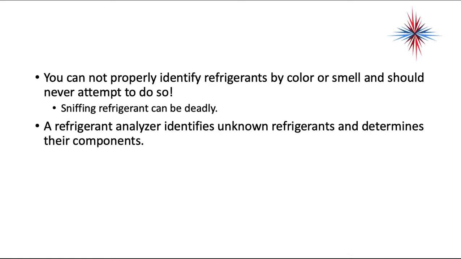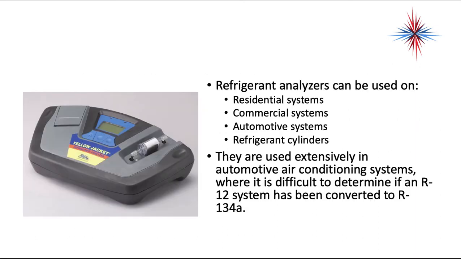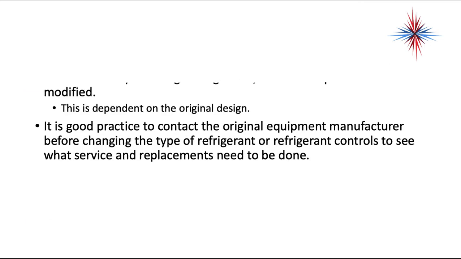You can use a refrigerant analyzer that identifies unknown refrigerants and determines their components, or even more importantly, you can use a temperature pressure chart to see what refrigerant is in the system based on a certain temperature and pressure. A refrigerant analyzer can be used on residential systems, commercial systems, automotive systems, and refrigerant cylinders. They're used extensively in automotive air conditioning, where it's difficult to determine if an R-12 system has been converted to 134A.